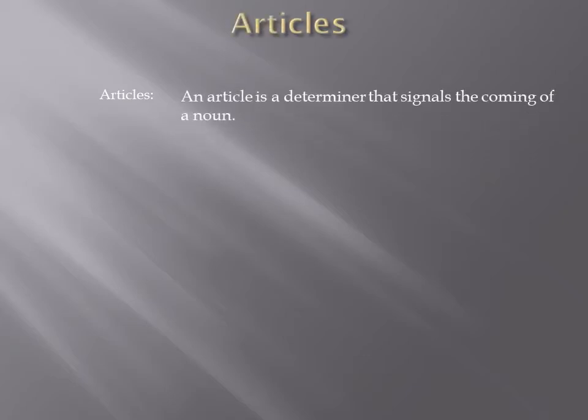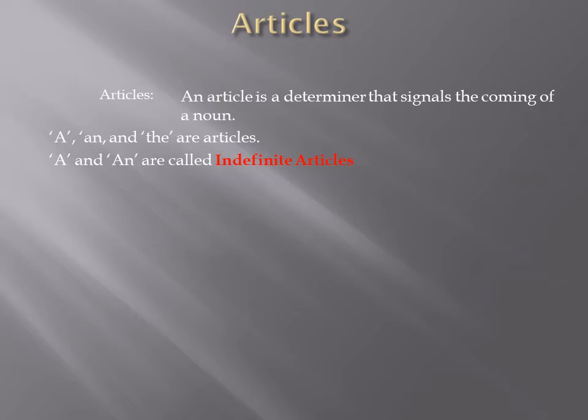Articles. In this video we will come to know what articles are, what their kinds are, and how we can use them. An article is a determiner that signals the coming of a noun. Actually, an article signals that a noun is coming, so we have to put them according to the noun. A, an and the are articles. These are the kinds of articles.